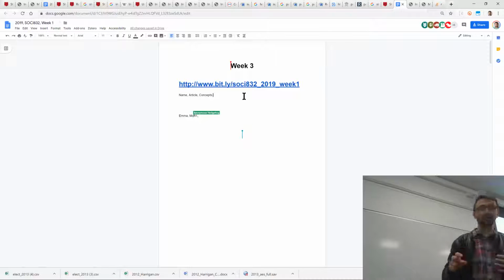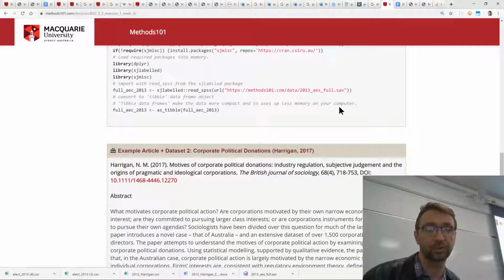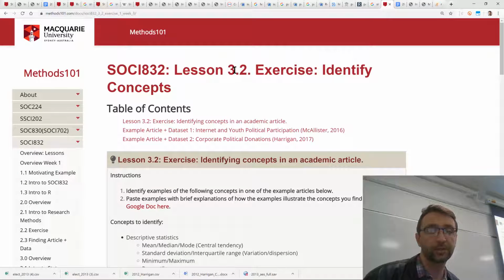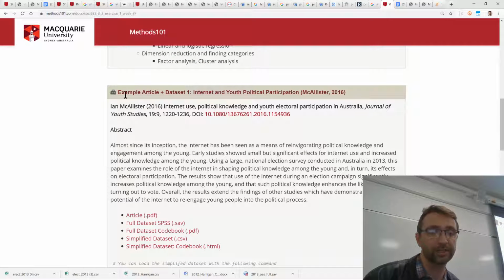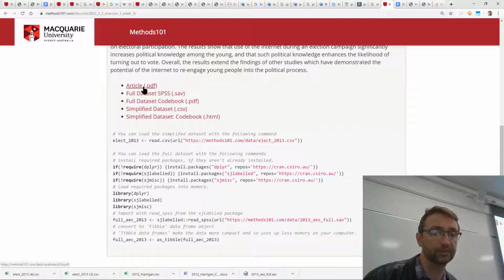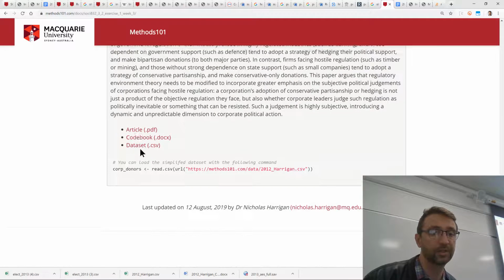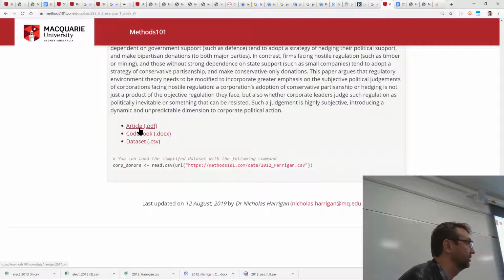The articles are on the page, Methods 101, on exercise lesson 3.2. At the bottom of the page, there are two articles, example article and dataset 1, and example article and dataset 2, and where it says article.pdf on both of them, you just click on that and it will take you to the articles. Good?